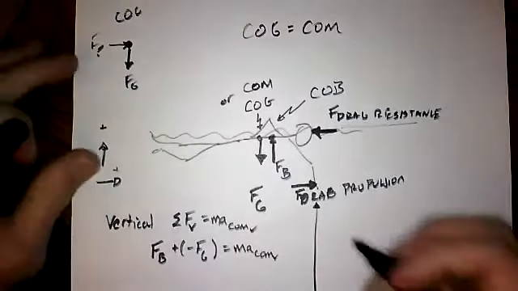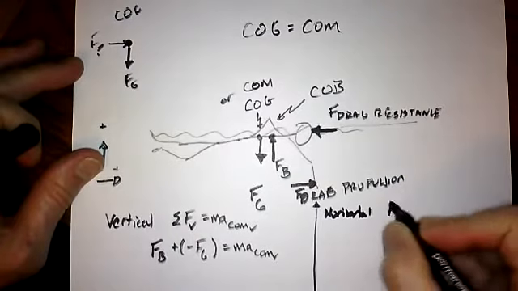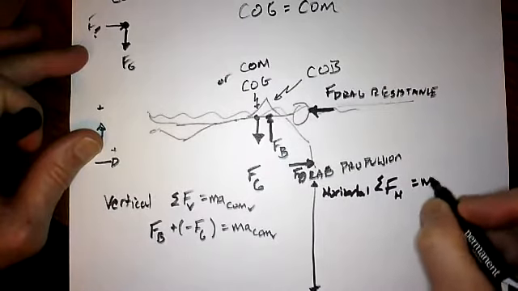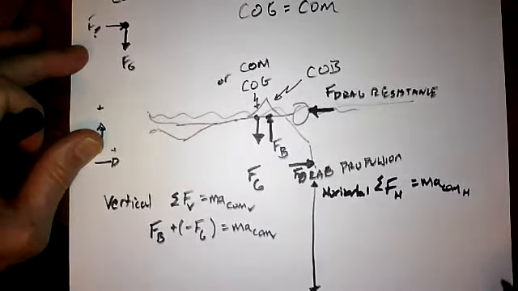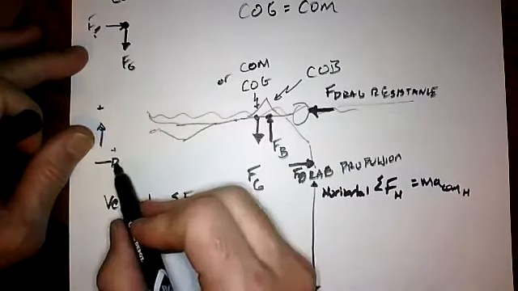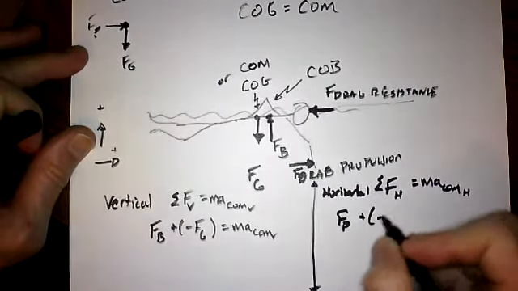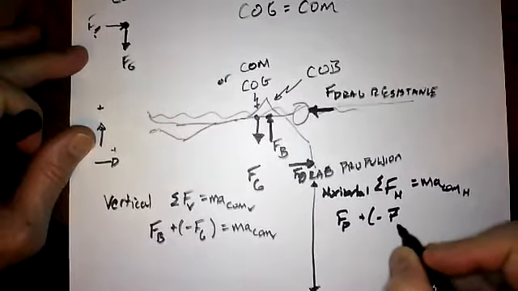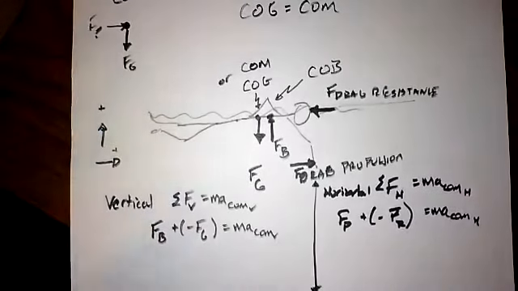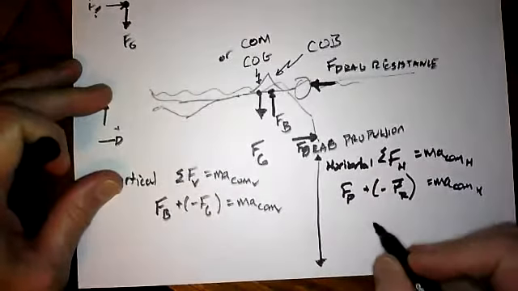And as we'll see in a second here, our horizontal equation of motion: the sum of forces acting in the horizontal direction equals m a_COM horizontal. And in this case, the way I've reduced it to two forces, and forward is positive, I'll do propulsion force as positive plus drag resistance equals m a_COM horizontal.